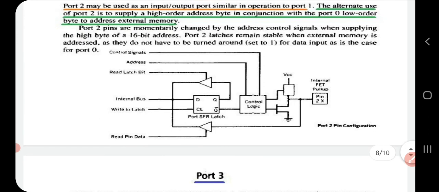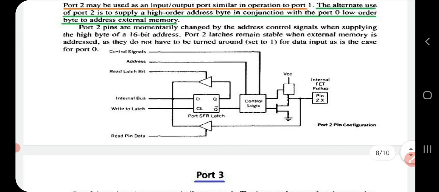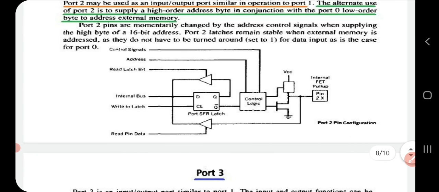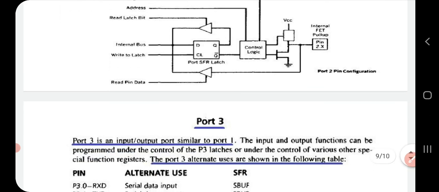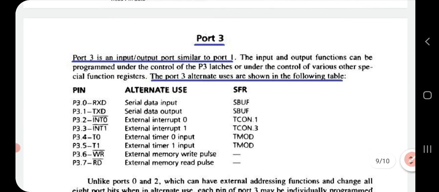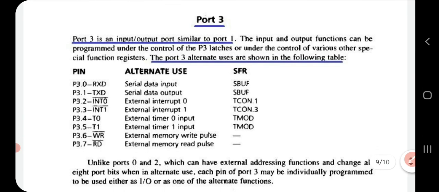Now, port 2 pins are momentarily changed by the address control signals when supplying the high byte of a 16-bit address. They remain stable when external memory is not being accessed. Port 2 is used as an input output port similar to port 1, and port 3 has alternate uses.